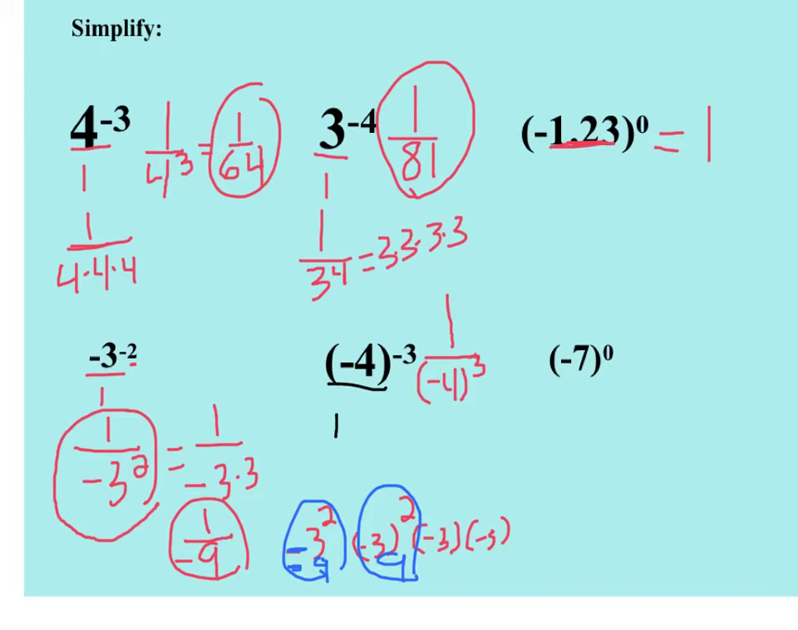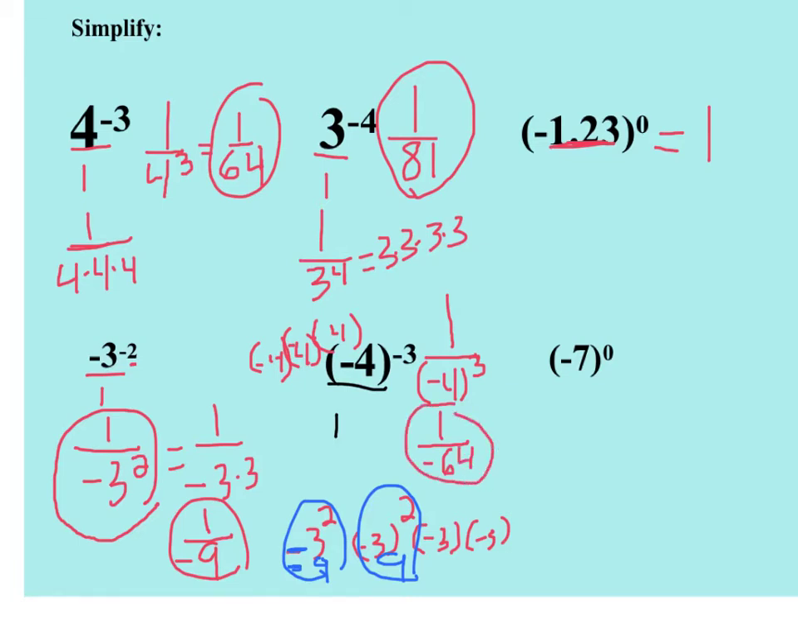So that would equal 1 over, and now we're going to do negative 4 multiplied by negative 4 multiplied by negative 4, because it has the parentheses. So negative 4 multiplied by negative 4 multiplied by negative 4 will equal negative 64. So my final answer is 1 over negative 64.